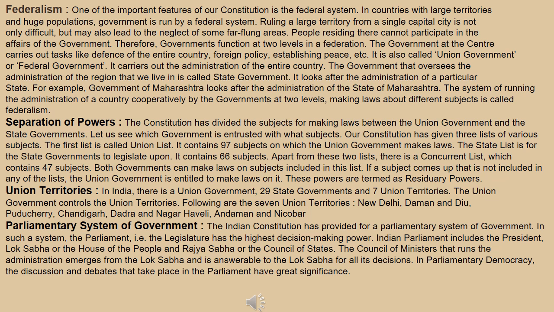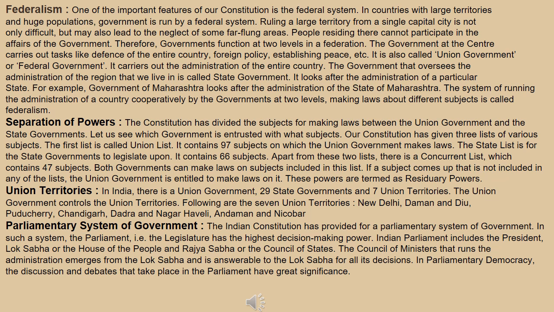Separation of powers. The Constitution has divided the subjects for making laws between the union government and the state governments. Let us see which government is entrusted with what subjects. Our Constitution has given three lists of various subjects. The first is called Union List. It contains 97 subjects on which the union government makes laws.